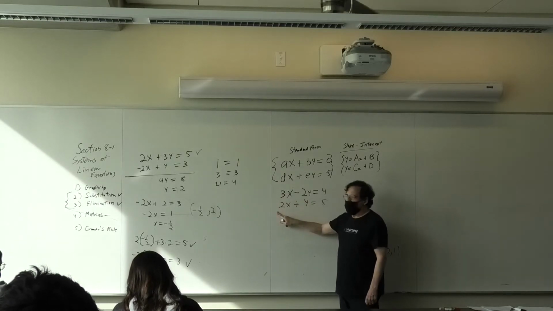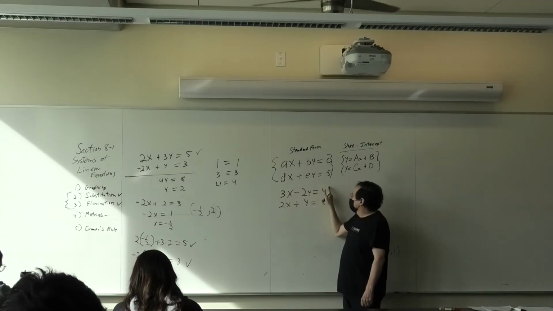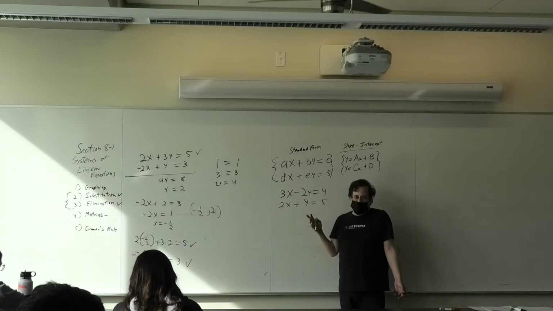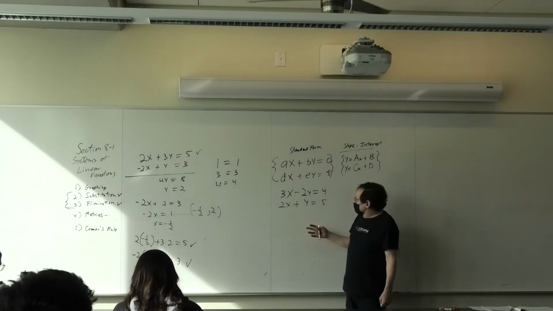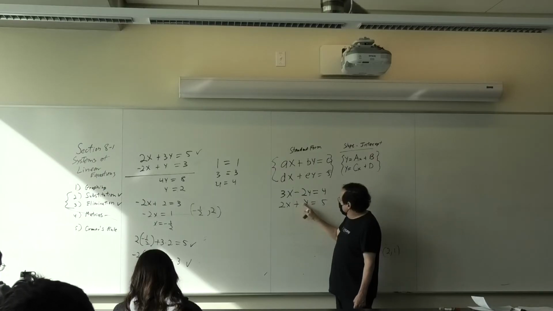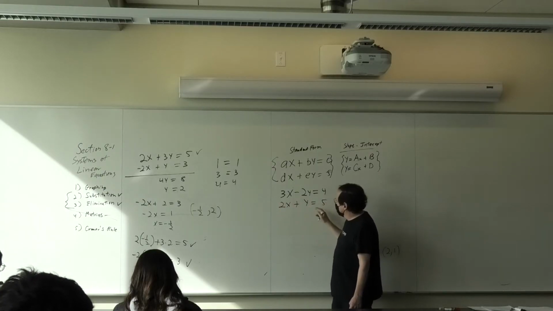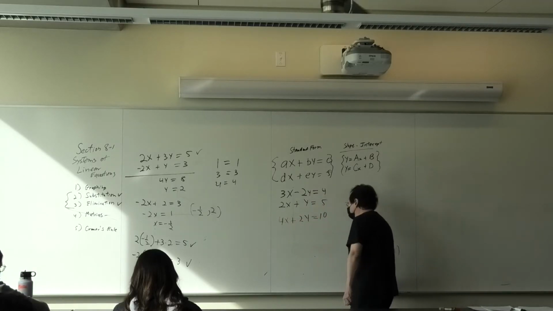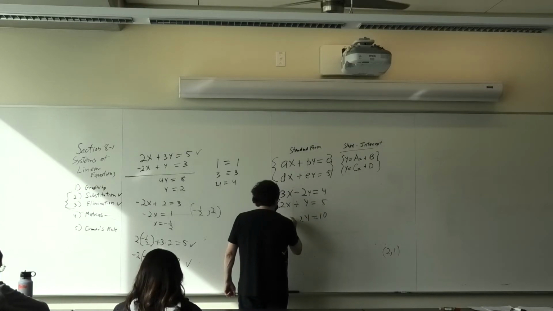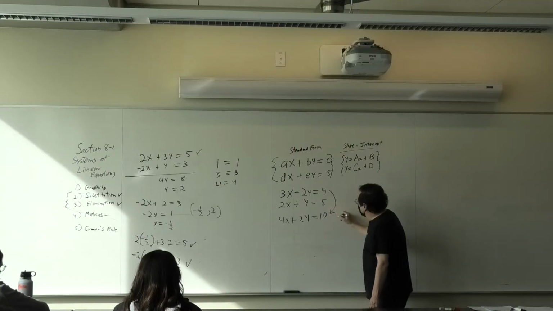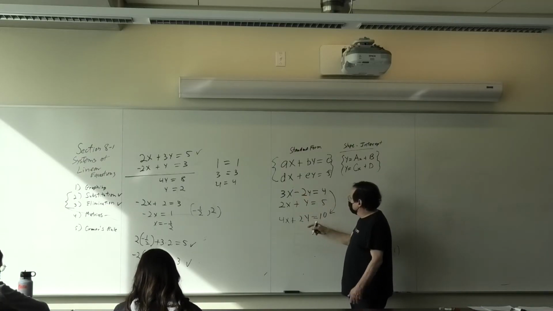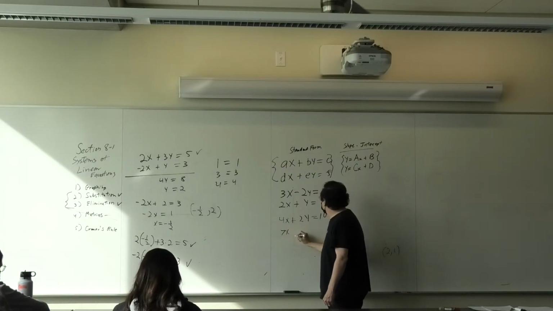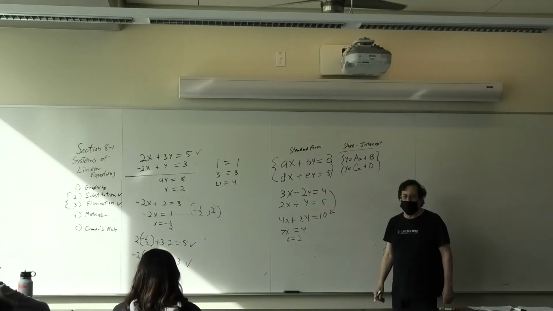To get the x to eliminate, I'd have to multiply this by 2, so this is 6, and this by 3. And sometimes you have to do that. But it'd be less trouble to try and eliminate the y. You can just multiply this by 2. So I get 4x plus 2y equals 10. And then I want to add these two. See, my minus 2y and my plus 2y go away. So again, I have 7x equals 14. I get my x equals 2, and I can again find out that y equals 1.